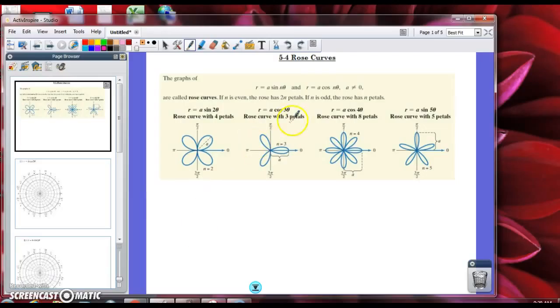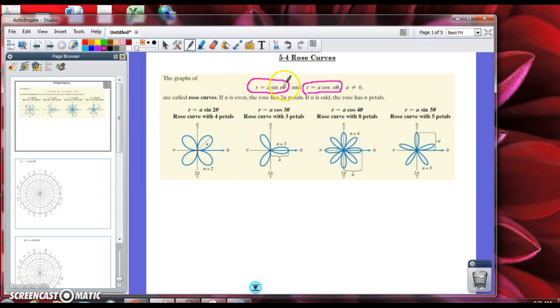easier. You'll see here that the format of the equation when you have a Rose curve is right here. A sine of n theta or a cosine of n theta, where a is not equal to 0. Okay, these are called Rose curves. There's two really important things.